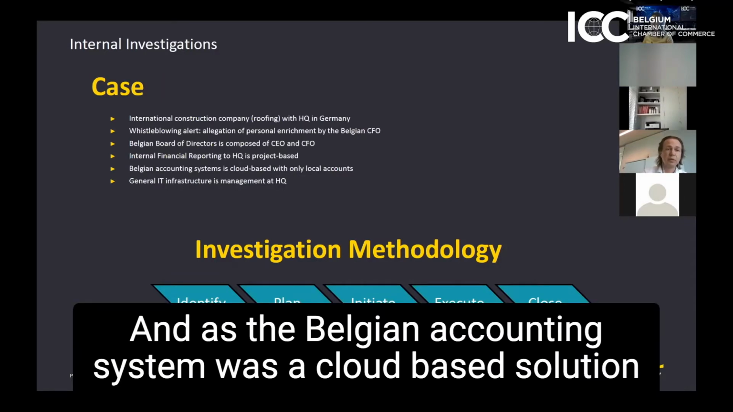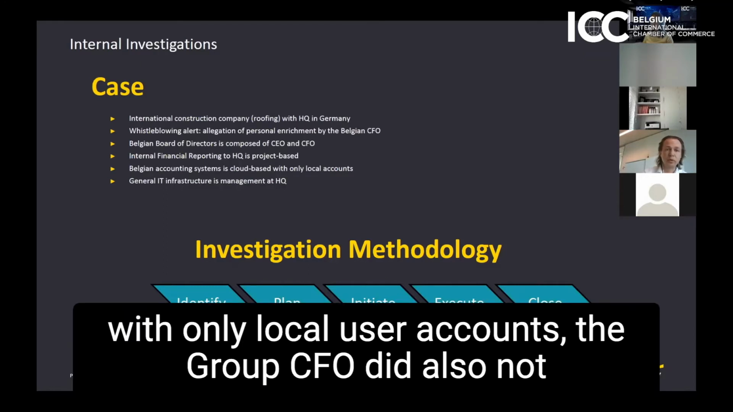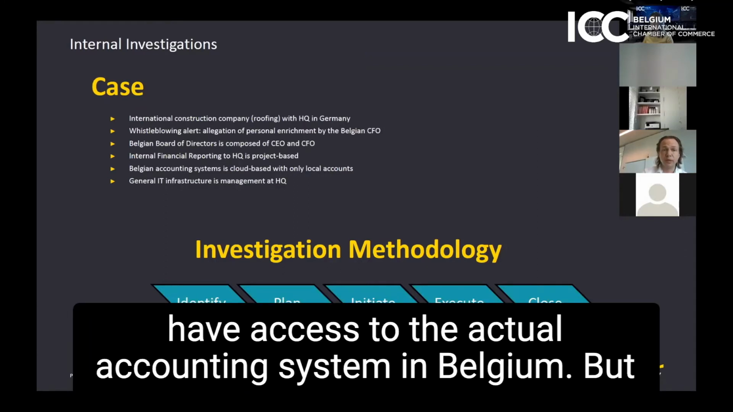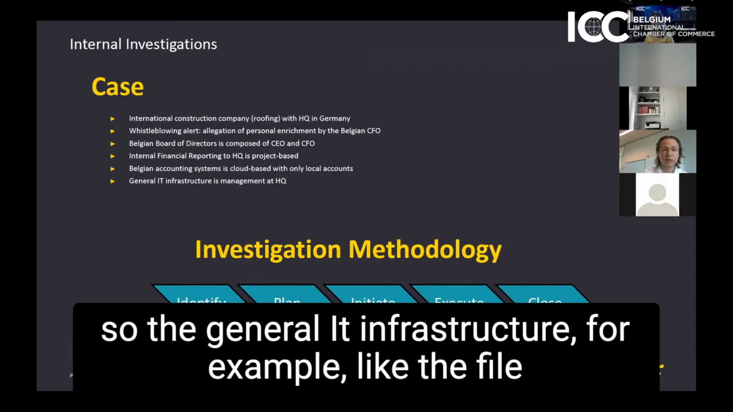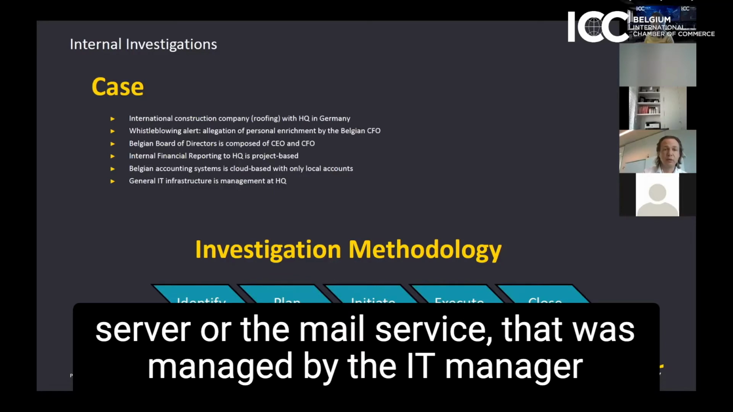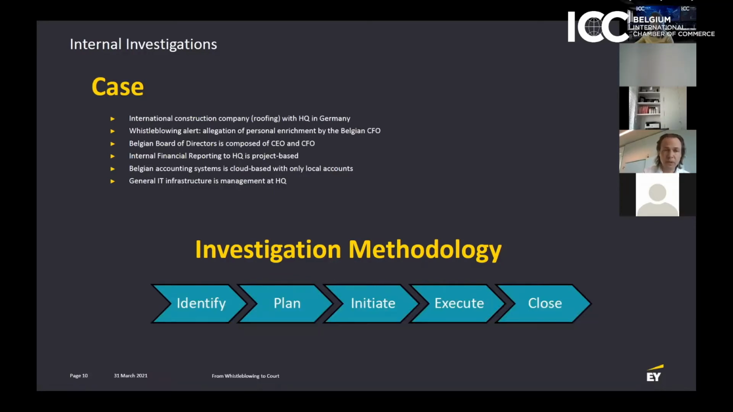That was something that was not available. And as the Belgian accounting system was a cloud-based solution, with only local user accounts, the group CFO did also not have access to the actual accounting system in Belgium. But next to that, the general IT infrastructure, for example, like the file server or the mail service, was managed by the IT manager at headquarter level.